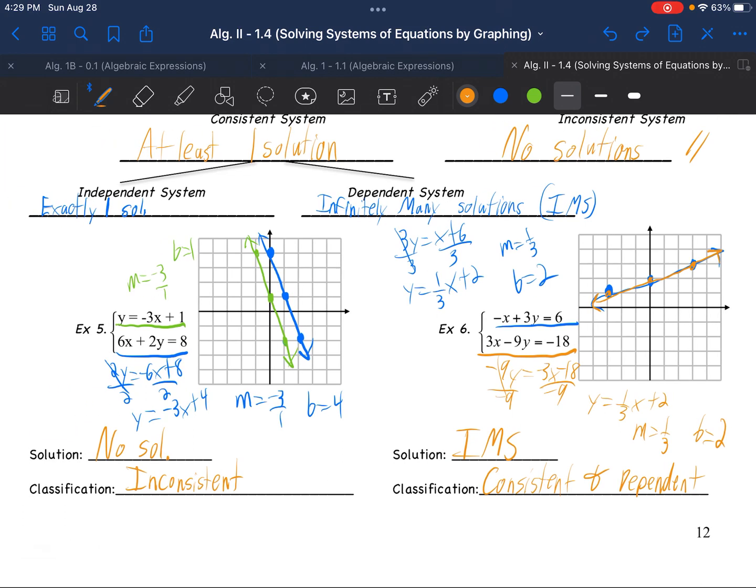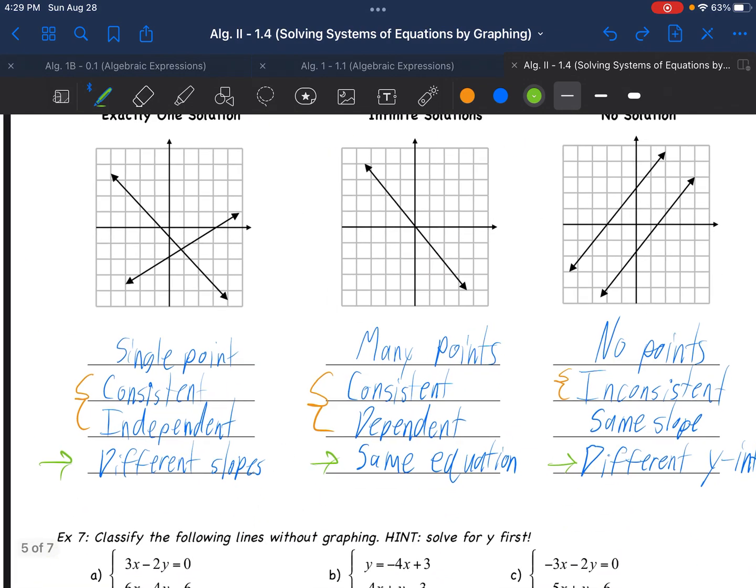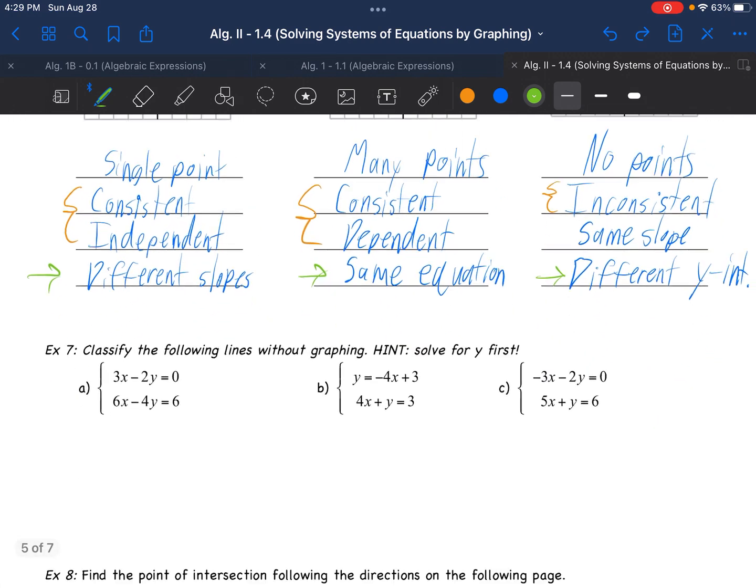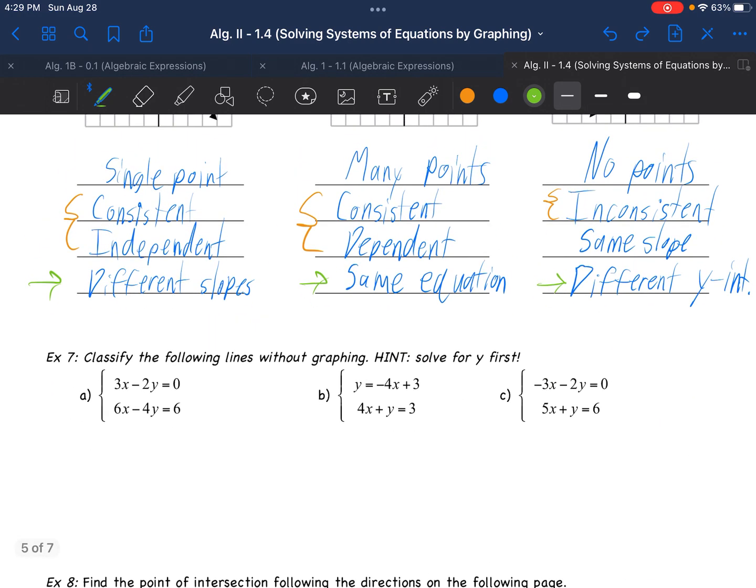If we look at the one where it was infinitely many solutions, because they were the same line, the slopes are the same, but also the y-intercepts are the same because the equations are the exact same. So if the slopes are the same, it's either going to be IMS or no solution. So then it depends on, hey, are the y-intercepts different? And if the slopes are just different in general, then it's exactly one solution. So we're going to do what I was just talking about, where we're going to classify the solutions, or classify the system, just by the equation.